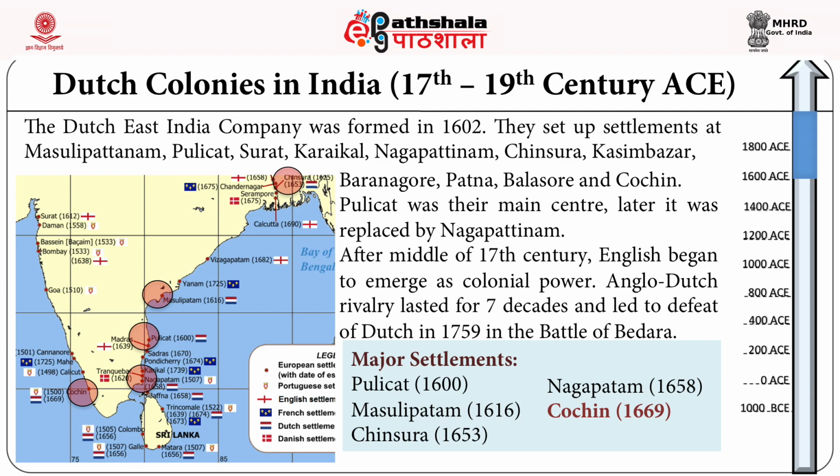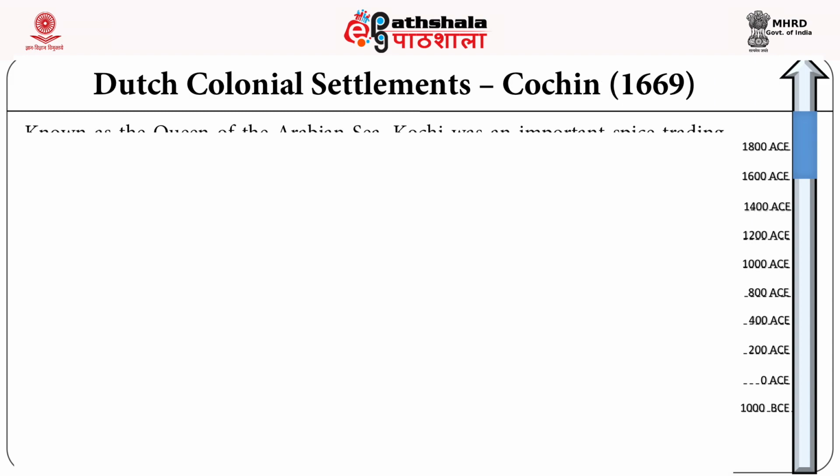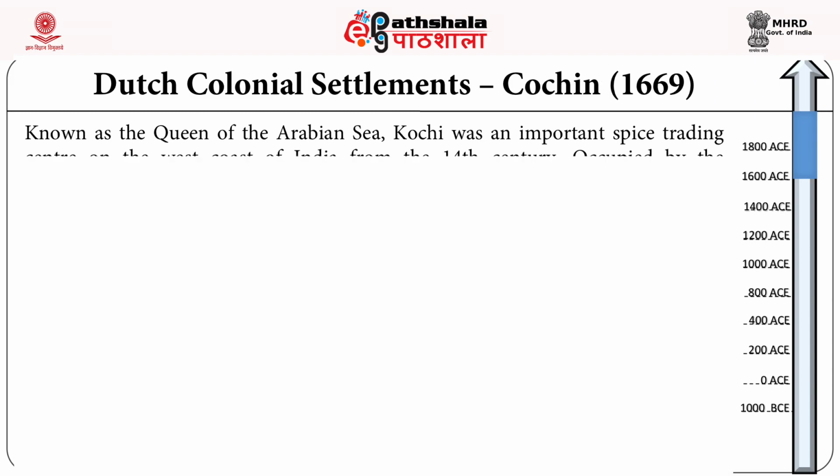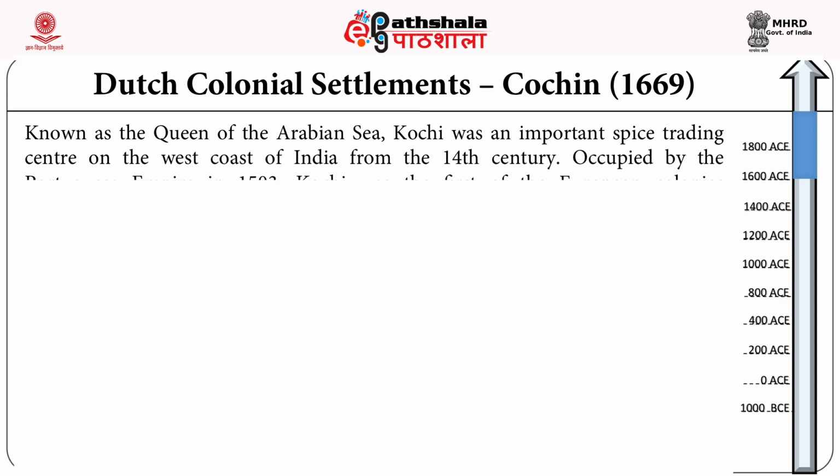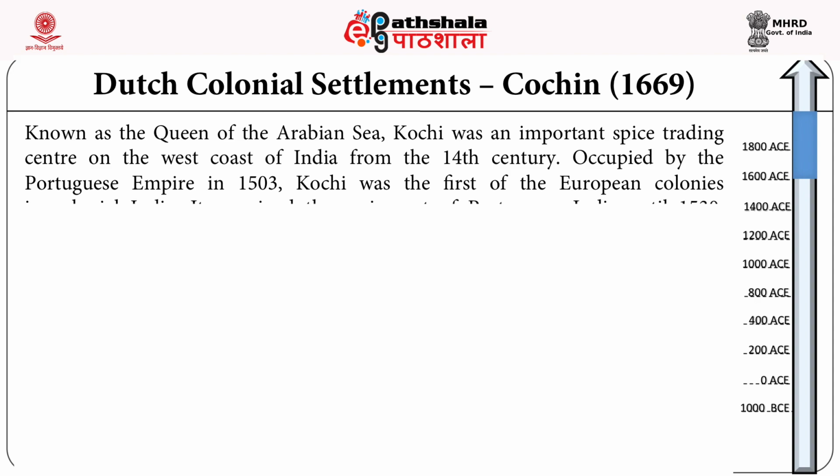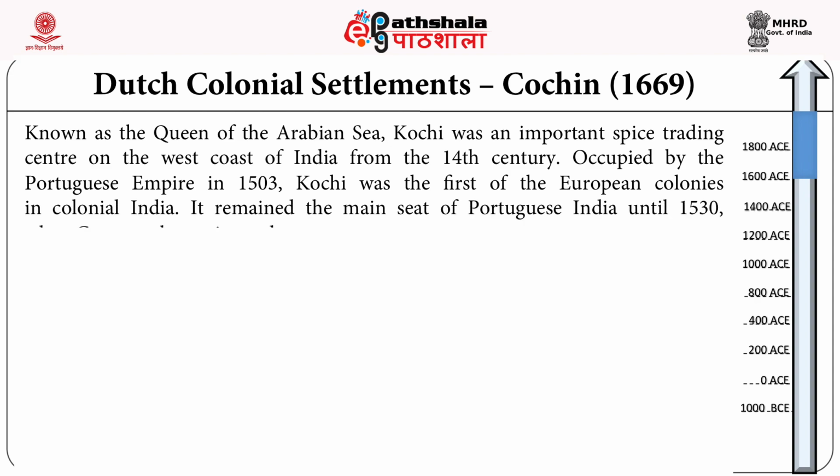And after the middle of the 17th century, the British began to emerge as a colonial power, and the Anglo-Dutch rivalry lasted for 7 decades and led to the defeat of the Dutch in 1759 in the Battle of Bedara. Then the next aspect we'll see is Cochin, because Cochin was one of the settlements which the Dutch invaded, and what was the settlement pattern at that time? Let us have a look.